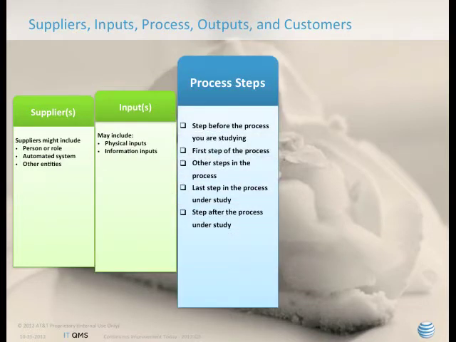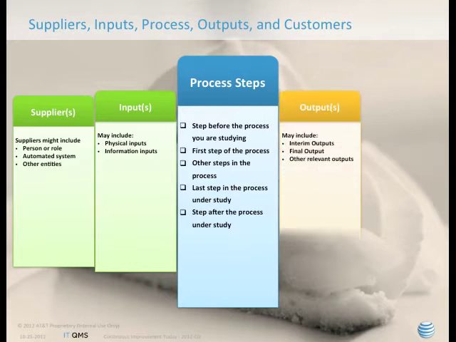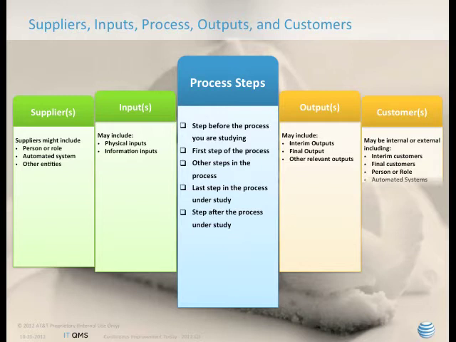You can see on the left I've got suppliers and inputs. The supplier might be the person or the role, maybe an automated system. The inputs may include physical inputs or it could be information. The process steps include the step before the process I'm studying and the one after to give us some context around things. And here are the outputs. The outputs may be interim outputs or maybe the final output, in this case. Our final output is going to be apple pie.